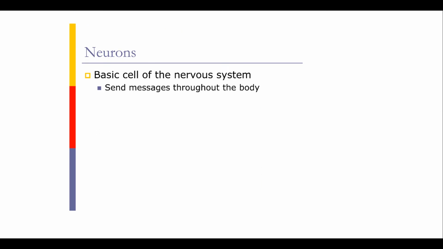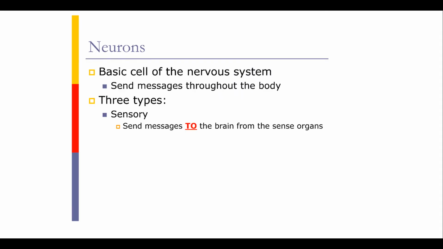We need to understand the basic cell of the nervous system, and I'm sure I've mentioned this before, that it's called a neuron. The neuron is the basic cell of the nervous system, and it's responsible for sending messages throughout the body. There are three types, and again, this should be a review. There are sensory neurons. They send messages to the brain from the sense organs.